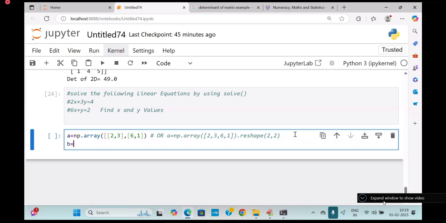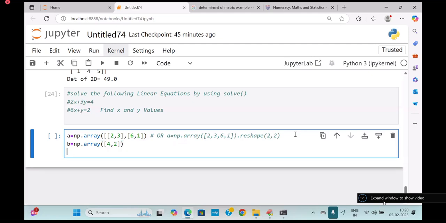Next, B is equal to the constant values: np dot array of 4 comma 2 I am taking. This is called the given equations. Are you following me? Now I want to solve these equations. Mathematically, with matrix multiplication, Ax is equal to B, x is equal to B into A inverse, and so on. But here you directly get the result like this.